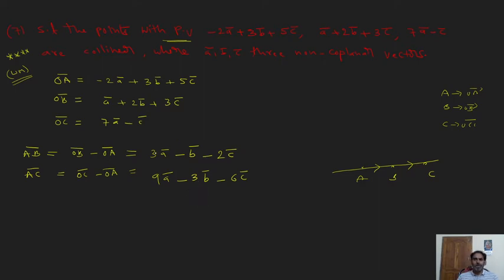If you observe both of these, here 3 we can take as common: 3 into 3A bar minus B bar minus 2C bar. So what is this? AC bar. Clearly, this is again 3A bar minus B bar minus 2C bar, our previous vector, AB bar. This bracket term is completely AB bar. So I am writing AC bar equals 3 into AB bar.